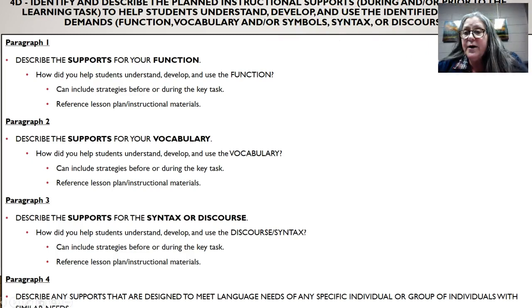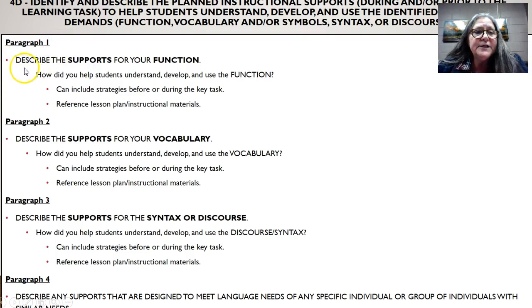Now here's where really all the points for prompt 4 come from. So I can't tell you enough how important this prompt is. So follow the suggestions here for the paragraphs.